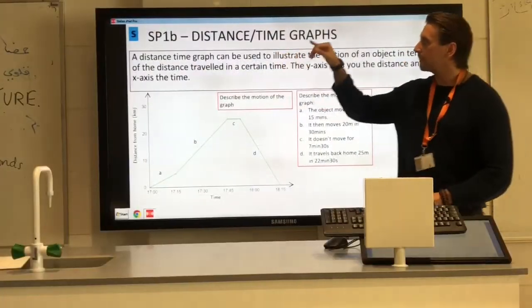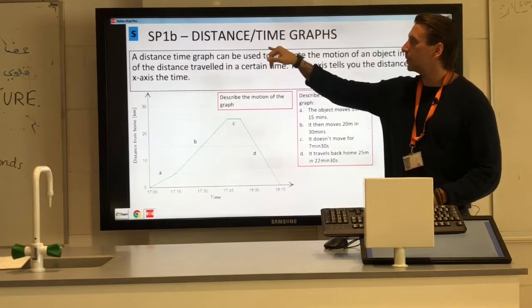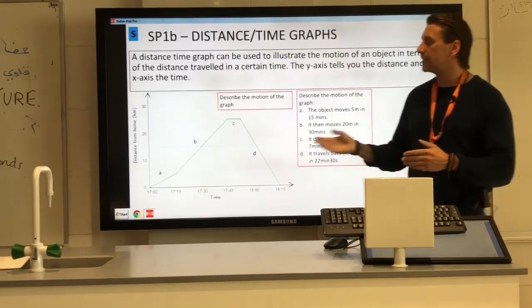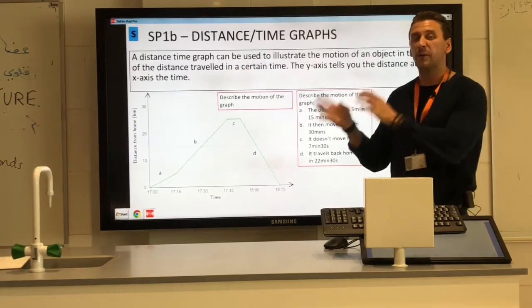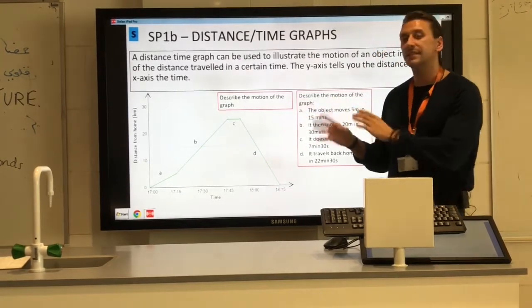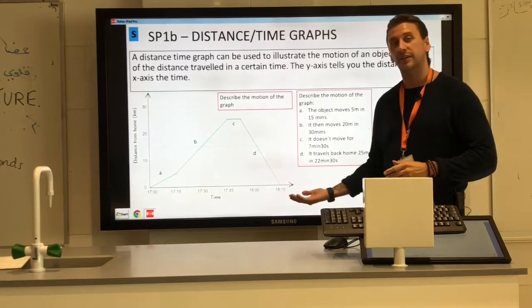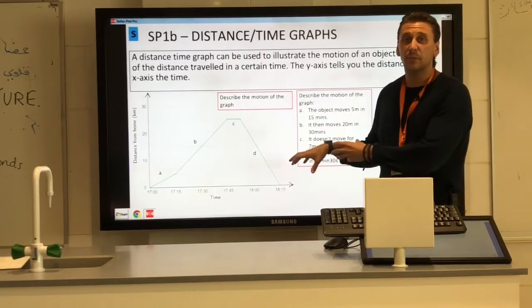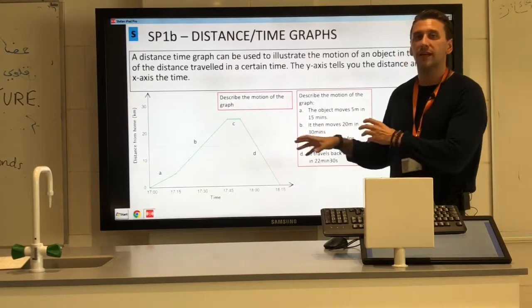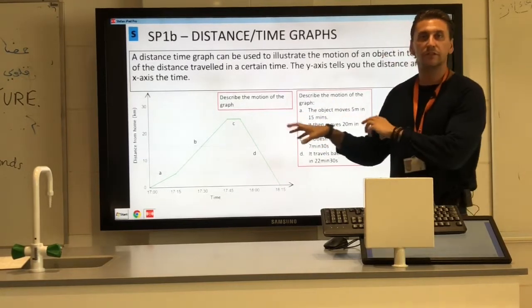So 1b, moving on in the chapter to the next part, is distance time graphs. All that means is we should be able to, one, draw a graph that tells us the distance traveled by an object in a certain time, or they give us the graph in the exam and we actually just have to interpret the data. We have to look at the graph and take the important information from it to answer a question.